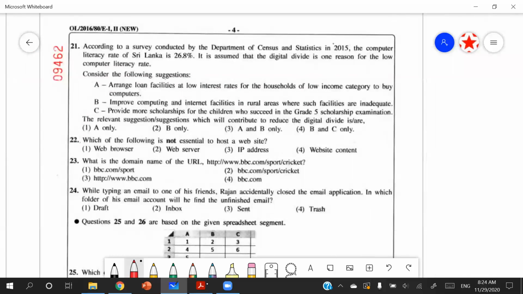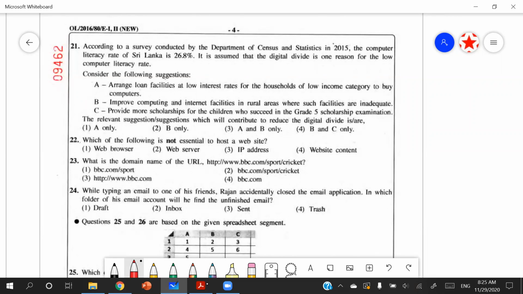According to the survey conducted by the Department of Census and Statistics in 2015, the computer literacy rate of Sri Lanka is 26.8. It is assumed that the digital divide is one reason for the low computer literacy rate. Right? Consider the following suggestions. Arrange loan facilities at low interest. What is the question? The relevant suggestions which will contribute to reducing the digital divide. So they are talking about which suggestions help to reduce the digital divide.